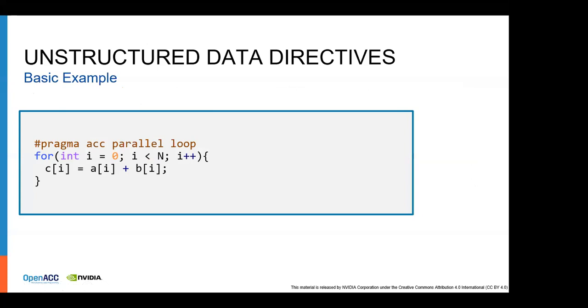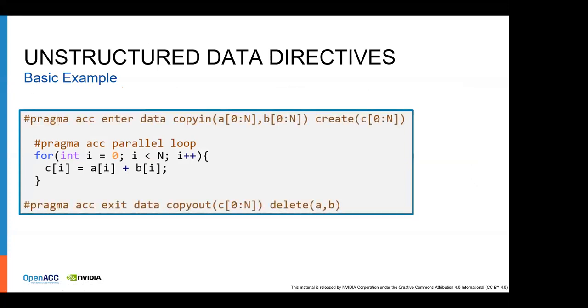We're adding two vectors here, and I'm creating the enter data section with copyin of A and B and create of C, and then simply copying out C and deleting A and B. So you see that this is a very straightforward example.